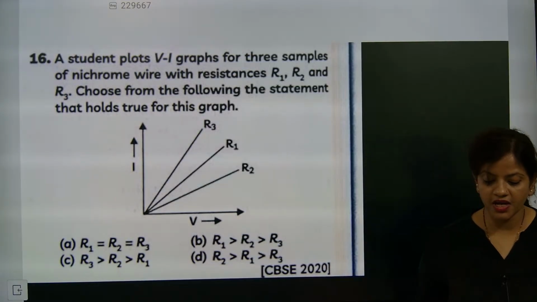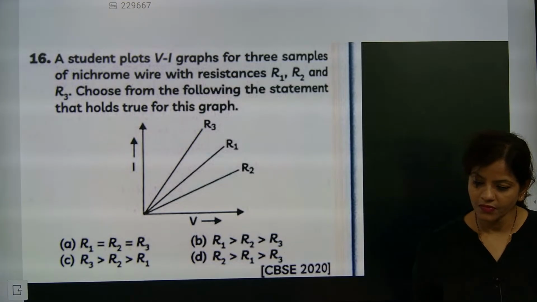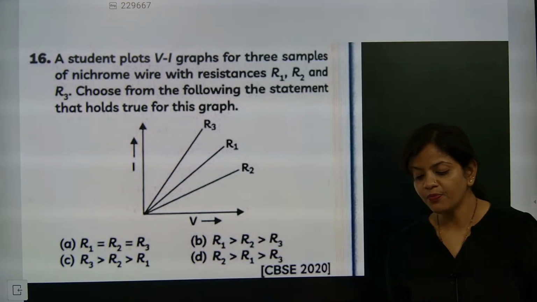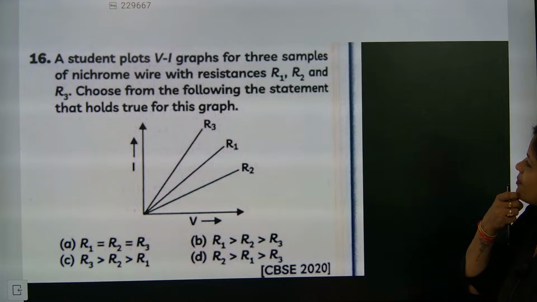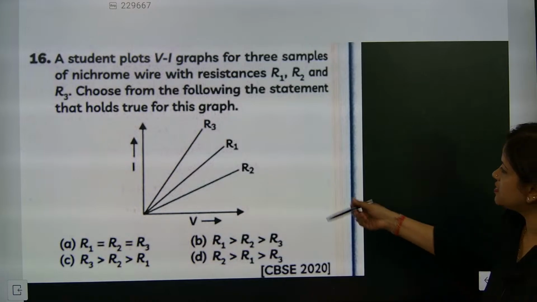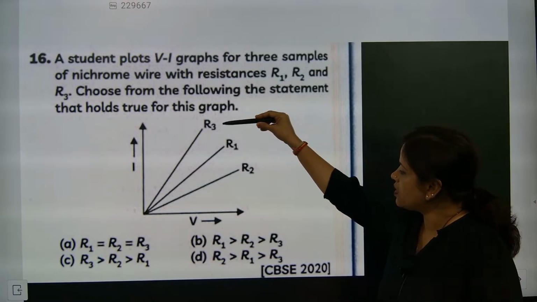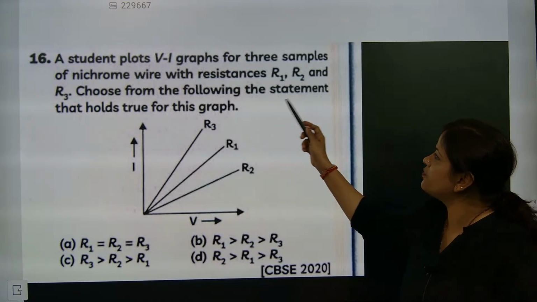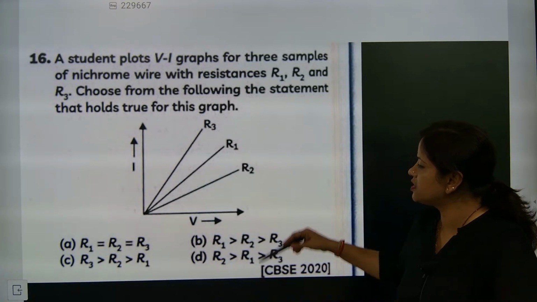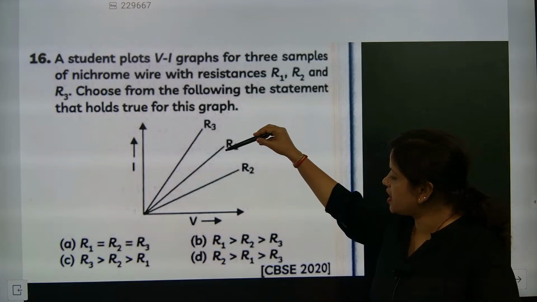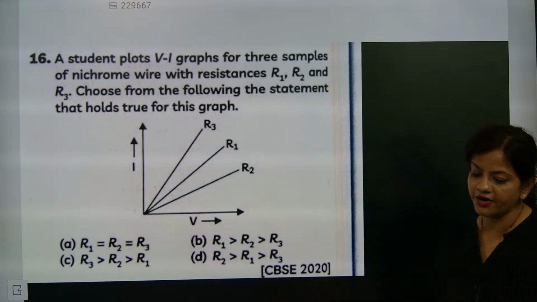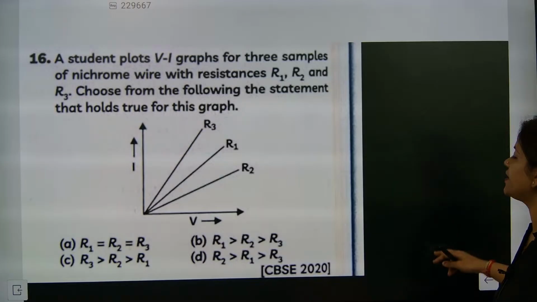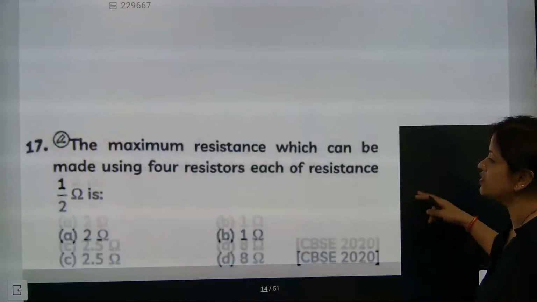Everybody is falling into the catch. Those who are giving option B, they are absolutely correct. A student plots a V-I graph of three sample microbes R1, R2, R3. So choose from the following the statement that holds true for this graph. R2 is greater than R1 is greater than R3. 100%. Understood? Yes, so absolutely correct. So they were very good. Everybody has to give these answers.